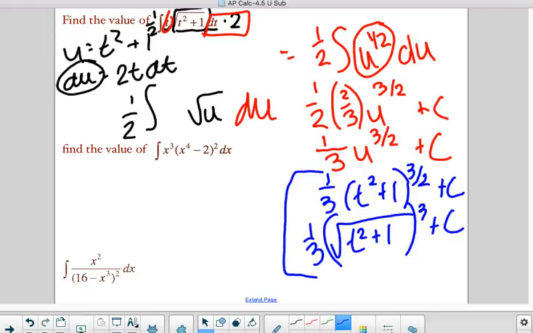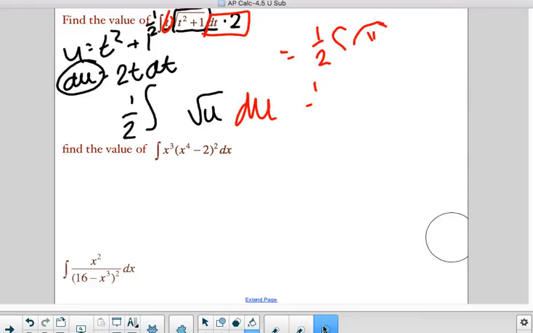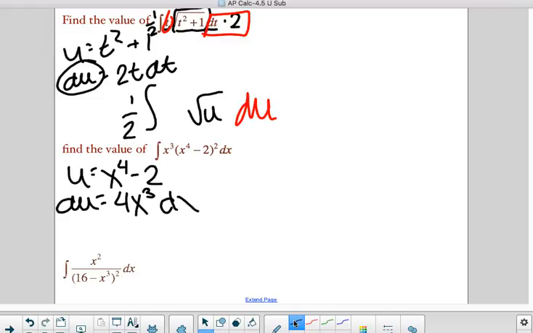I'm going to erase this to do the next one. All right, the next one. What do you feel like our u term is going to be? Something to look for if you're trying to figure out what your u is: whatever's under a radical, whatever has the highest exponent, things like that. Because now, what's the derivative of that? 4x cubed dx.